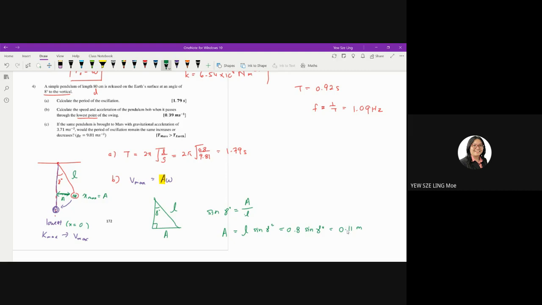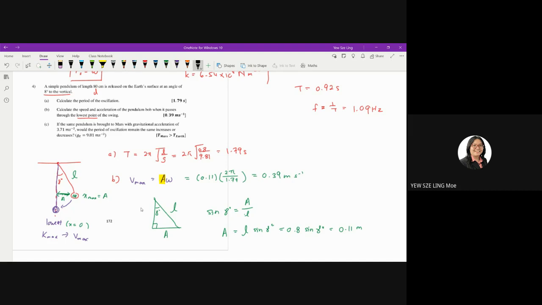Now that we have the amplitude, from the period we calculate omega. Omega is 2 pi over T, so 2 pi divided by 1.79. Therefore Vmax is 0.39 m s^-1. So this is how we solve it.